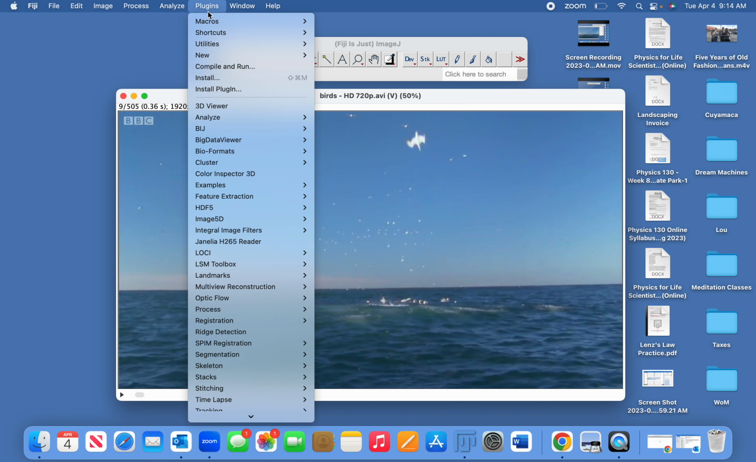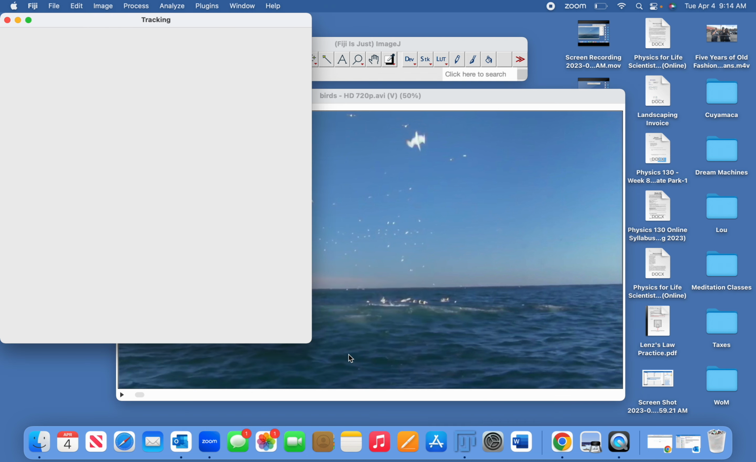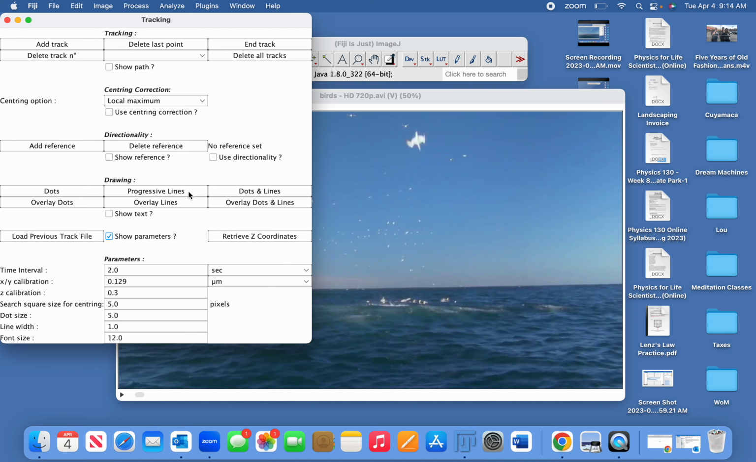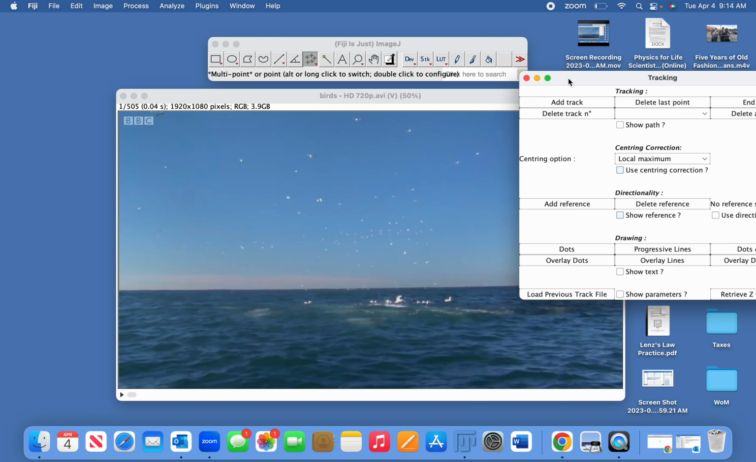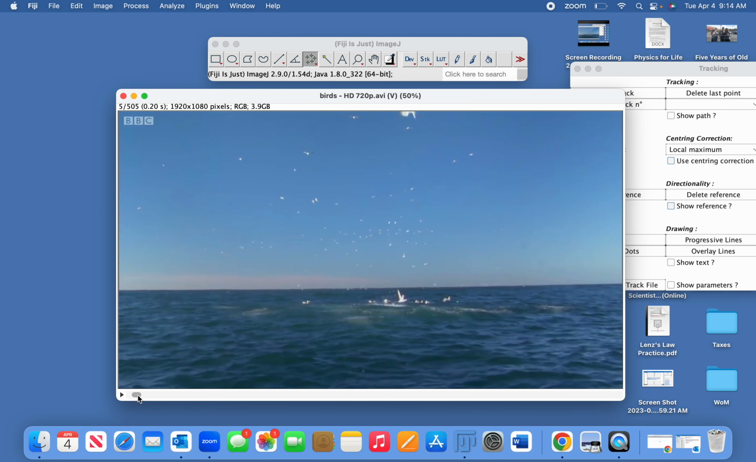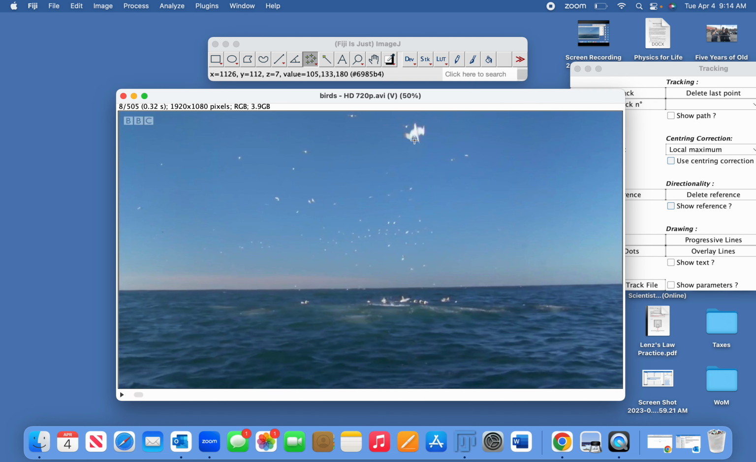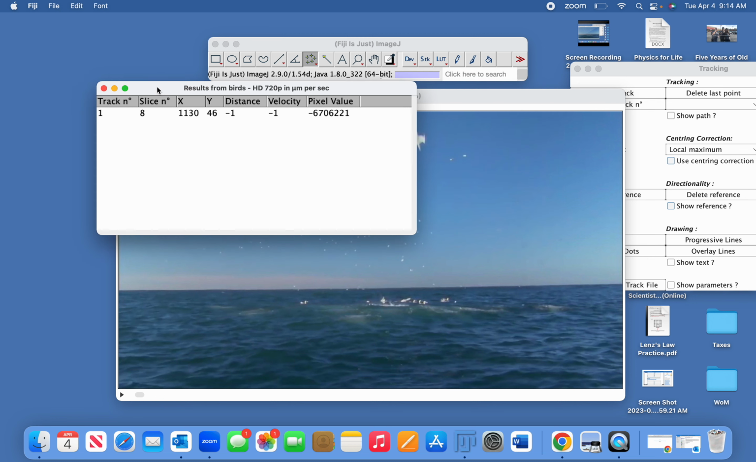Well, we go back to plugins, we go to tracking, we go to manual tracking over here, and we just add a track, okay? With that, we don't worry about any of the parameters now, we're just adding a track. And now we're going to just bring the bird into view here, right? And we're going to hit the very beginning of the bird, boom, and it gives us the pixels of where the bird's located right there, right? It gives us those pixels, right?